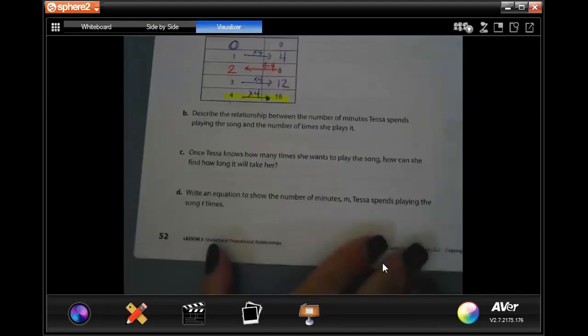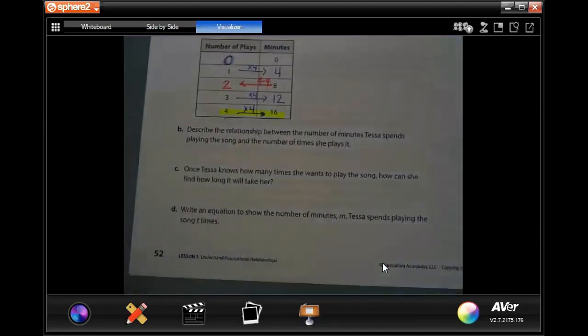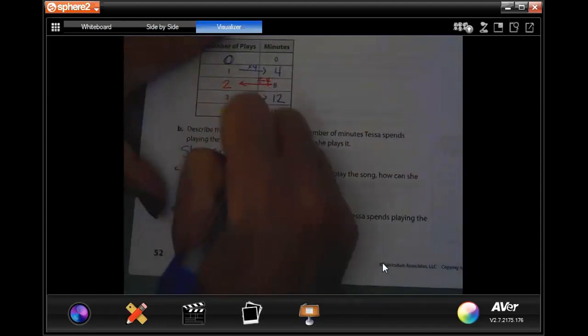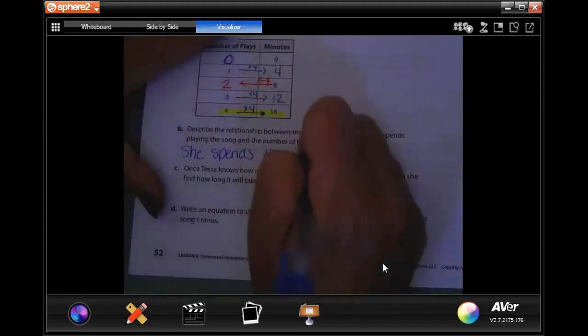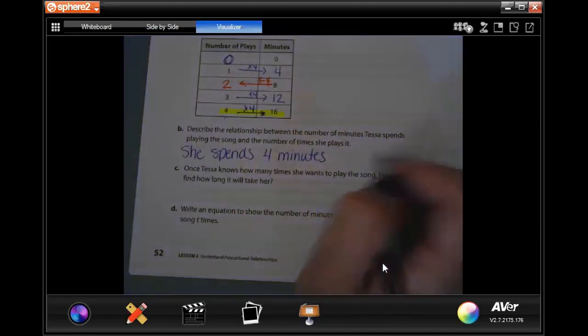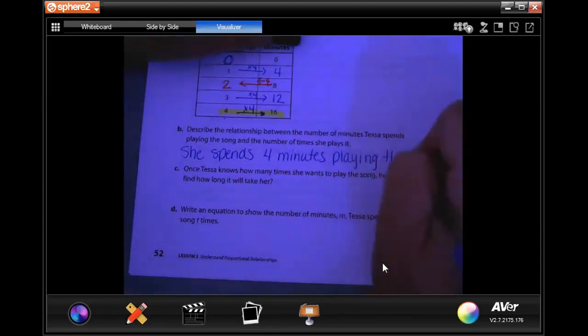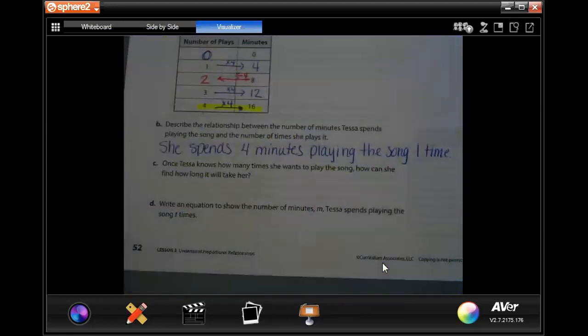Now, B, describe the relationship between the number of minutes Tessa spends playing the song and the number of times she played it. So she spends 4 minutes playing the song 1 time.